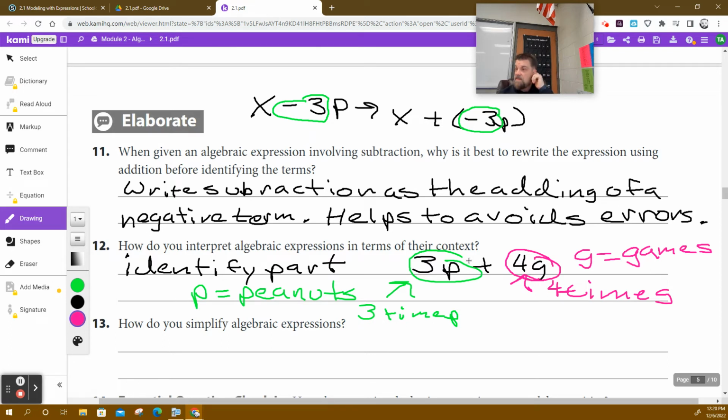Does that make sense? When they talk about having something in context, you have to look at the terms. This term represents 3 times the number of bags of peanuts you have. This term represents 4 times the number of games that you play. Your total bill will be us plugging in a value for P and a value for G, and that gives us a total number when we're done.